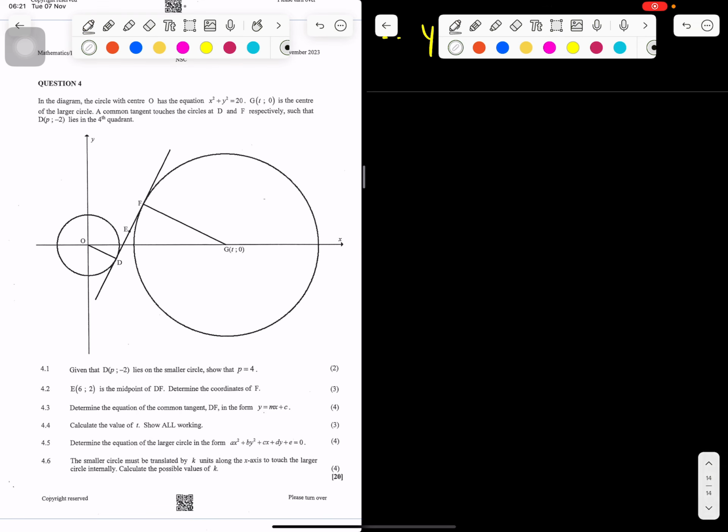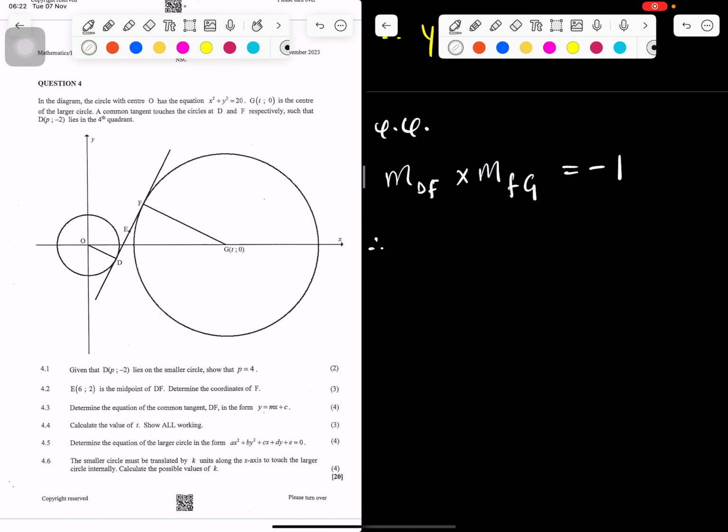Okay, and then 4.4, calculate the value of t, showing all the working right there. So they want the value of t. So t, if you check, guys, is the x value of the center of the largest circle. So if you check, the gradient of the tangent, which is DF in this case, multiplied by the gradient of the radius of the largest circle, and that is FG, that must give us negative 1.